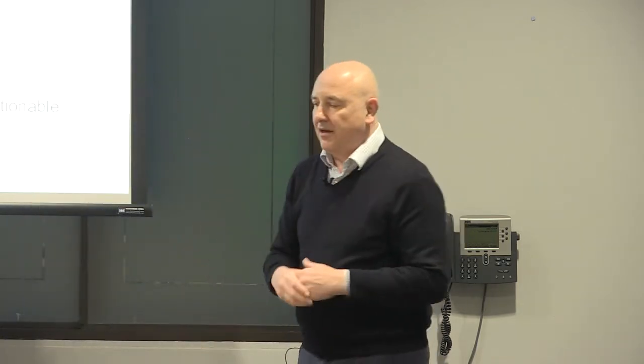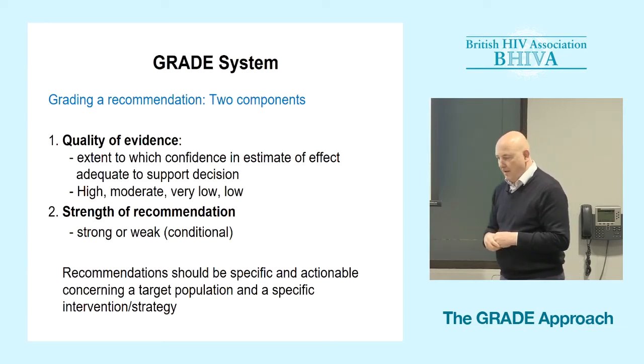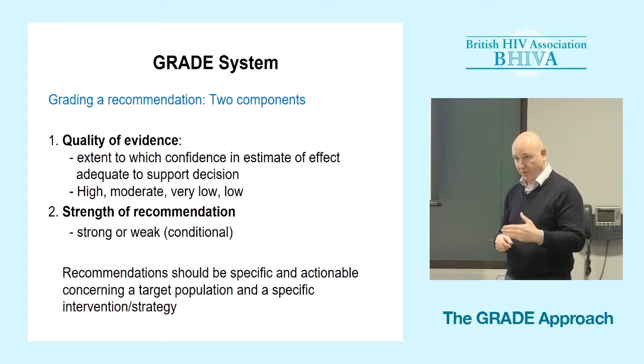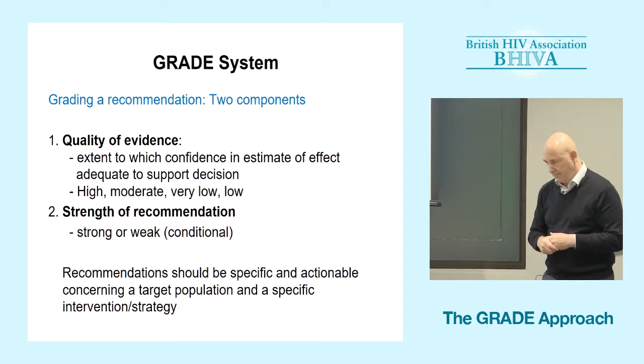So the grading of the recommendation has two components. It has a quality of evidence component, which is graded A to D, and that's the extent to which the confidence in estimates of the effect is adequate to support the decision. So based on your critical appraisal and your estimate of effect, you can determine whether that is high quality, moderate quality, low quality, or very low quality evidence. And you can define that.